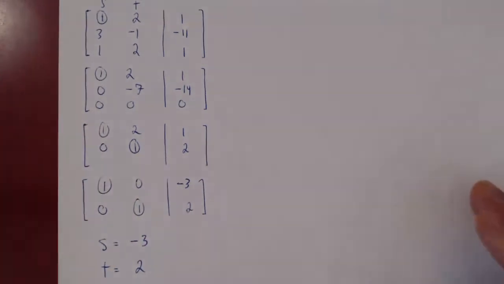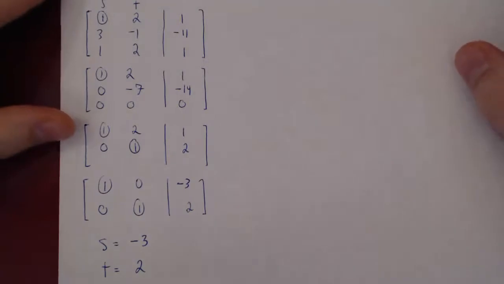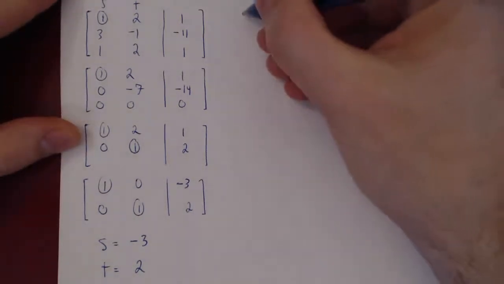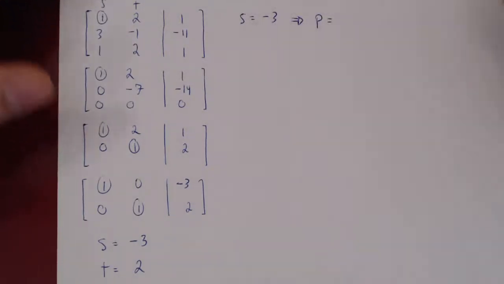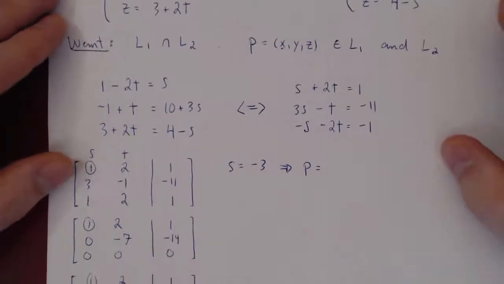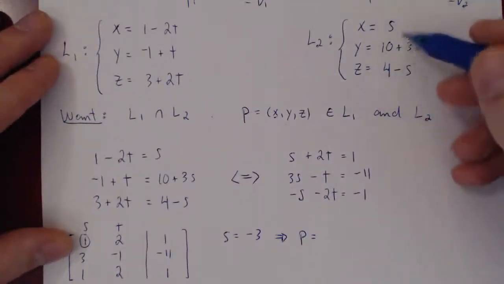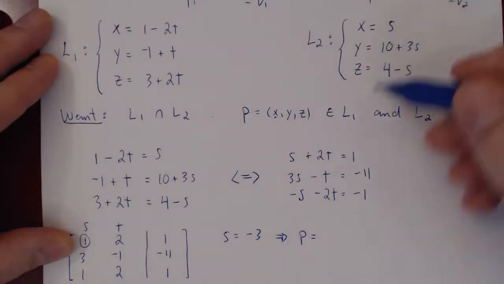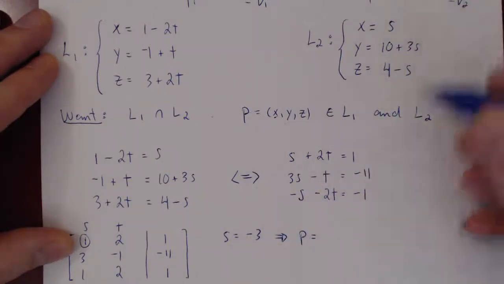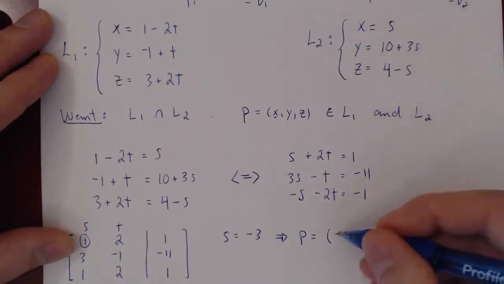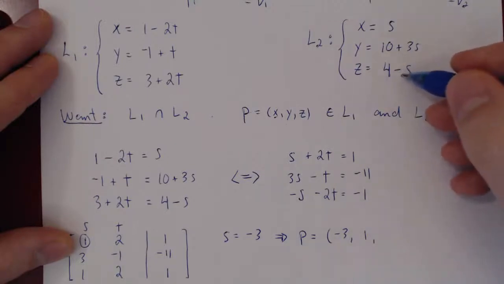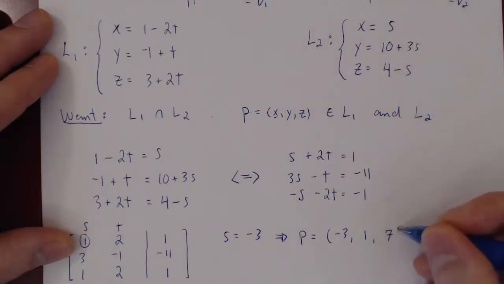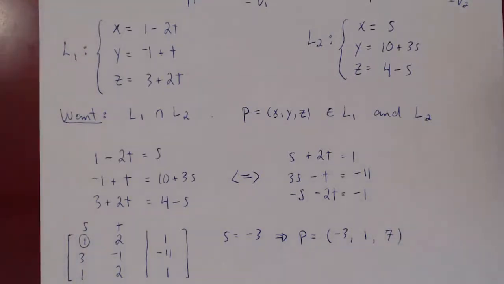And let's see now, we have found the two unique parameter values to give us what we hope is the point of intersection. Let's see if in both cases we get the same point. So s equals negative 3 will give us the point. Let's go back. The parameter s was for the second line. If we replace now s by negative 3, we'll have the coordinates of our point. Negative 3, 10 minus 9, positive 1, 4 minus negative 3, 4 plus 3 is 7. So we have the point negative 3, 1, 7.